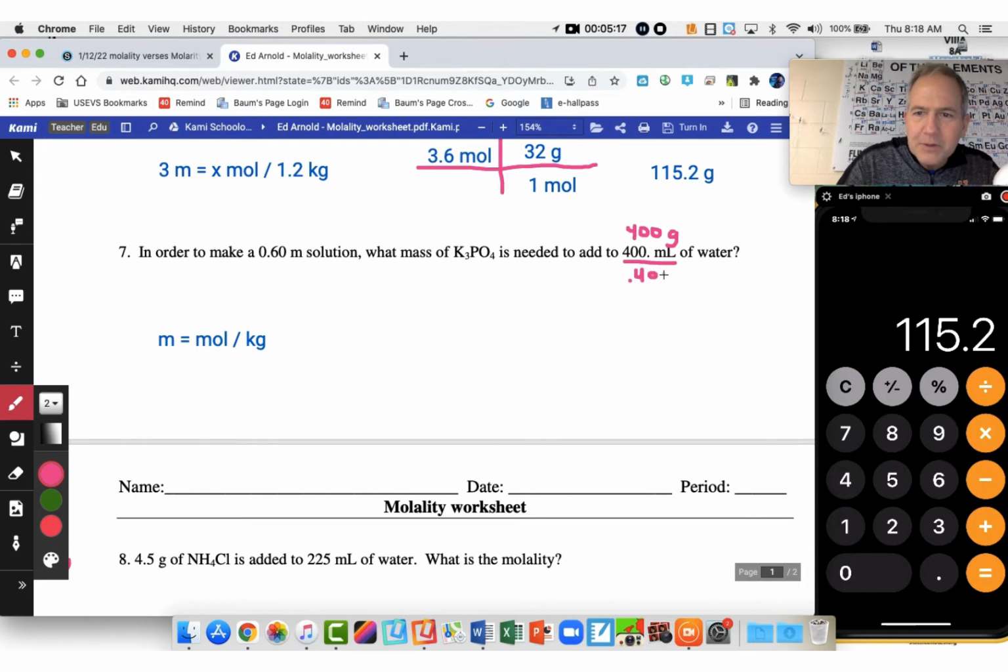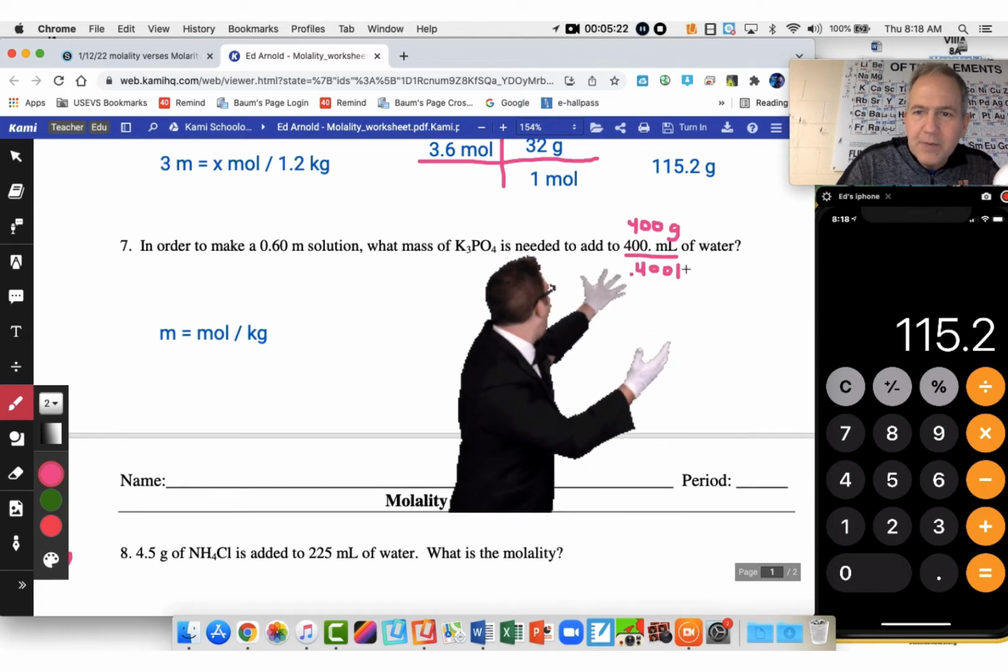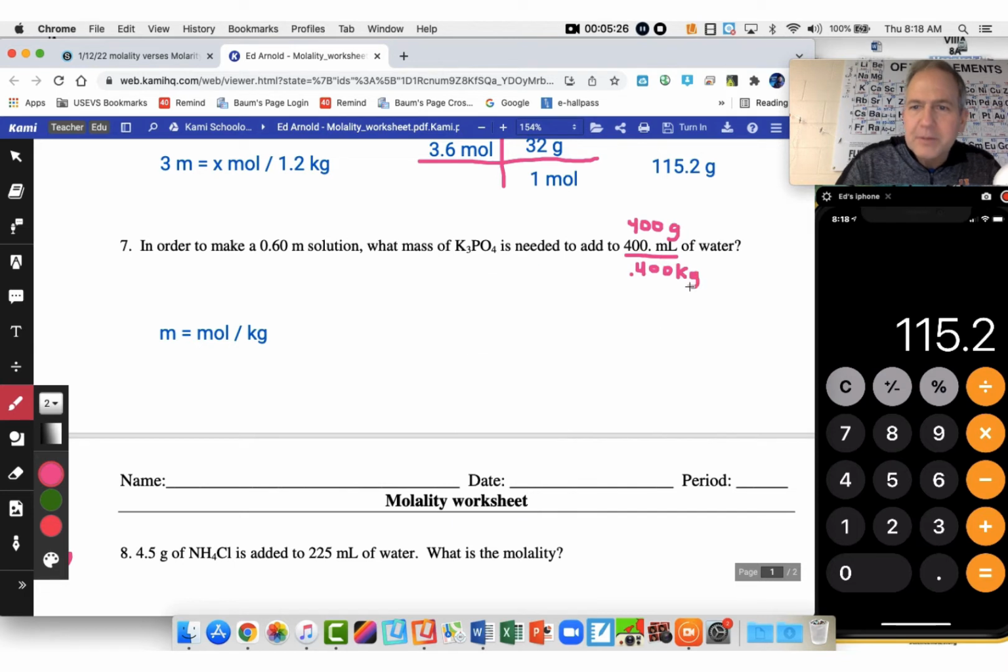I'll put the zeros for you guys who want to see the 3 spots. I moved it 3 spots. If you're not sure how to do that, you can factor label it. There's 1,000 grams in a kilogram. All right, so we have that all set up. In order to make a 0.6 molar solution, what is the mass needed to do that?